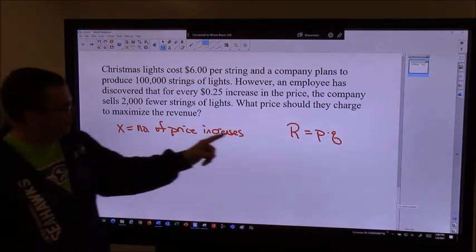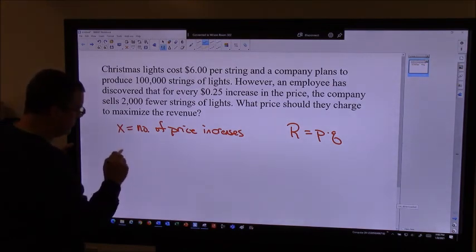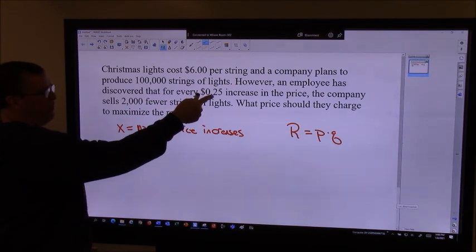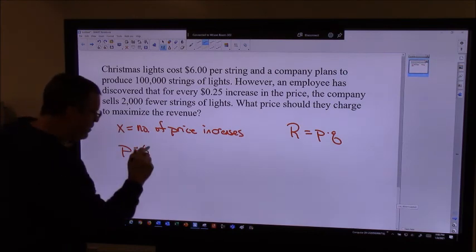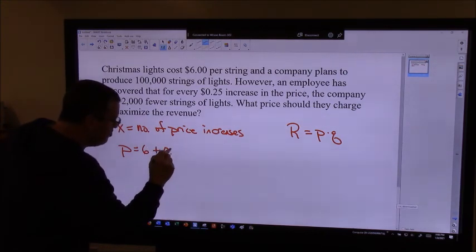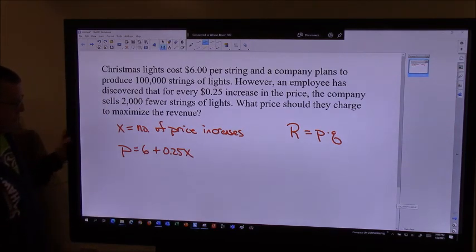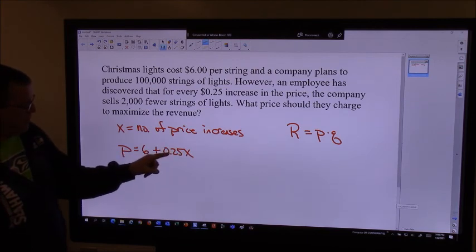Okay, so let's start with the price. Okay, well we know the price is $6. But we're talking about raising the price by 25 cents. We just don't know how many times we're going to do that. Right? So plus 0.25 times x. $6 plus a certain number of 25-cent increases.